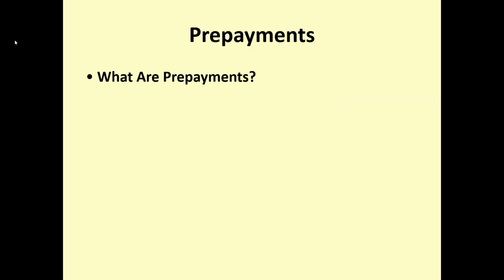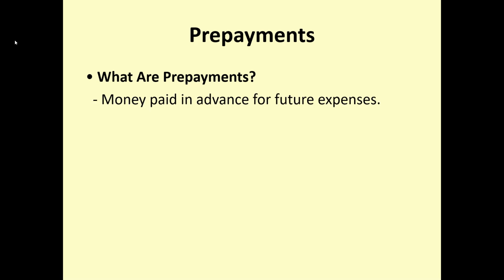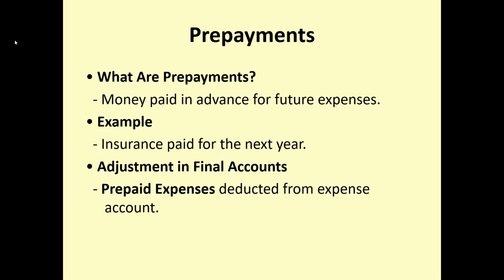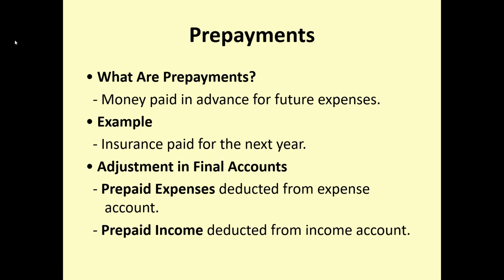Prepayments. What are prepayments? They are money paid in advance for future expenses. An example, insurance paid for the next year. Now the adjustment in the final accounts is that prepaid expenses are deducted from the expense account and prepaid income is deducted from the income account.